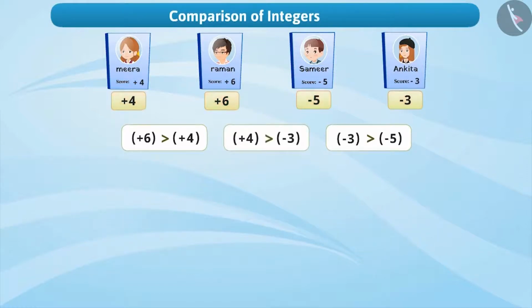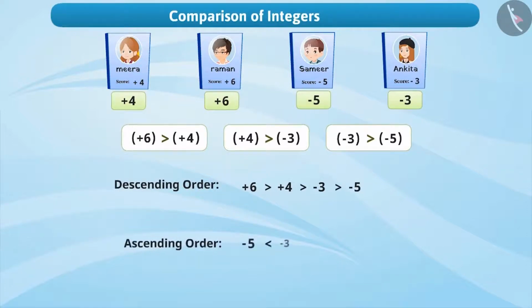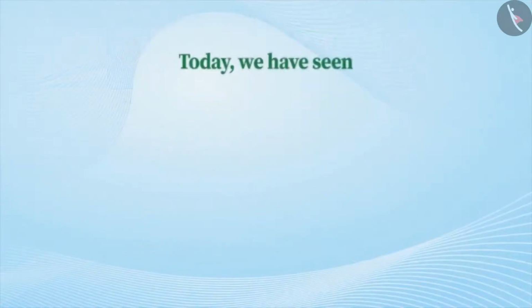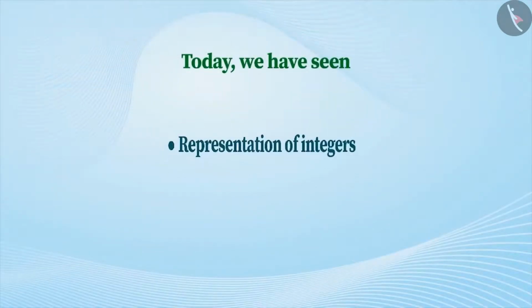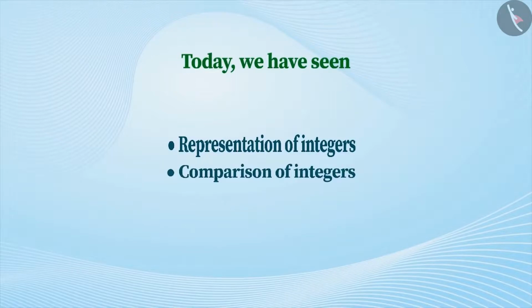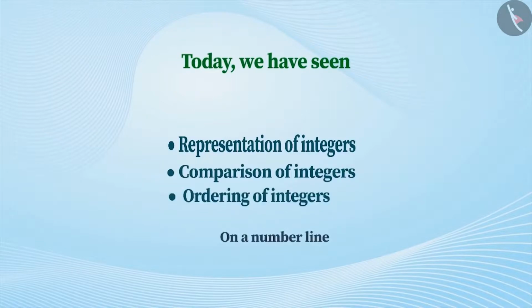So, we can arrange the given numbers in descending order in this way and ascending order in the opposite way. We can safely conclude that Raman got the highest score, whereas Samir got the lowest score. Today, we have learnt representation, comparison, and ordering of integers on a number line. In the next video, we will learn it in a better way with some more examples.